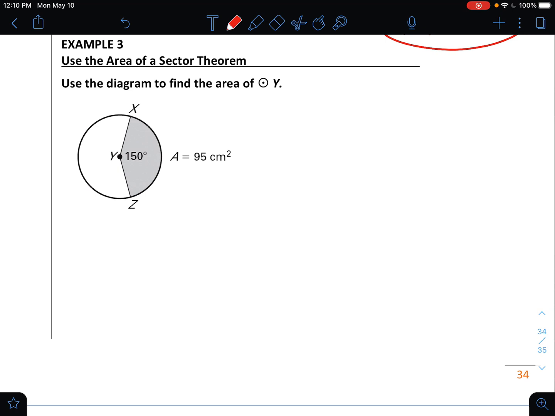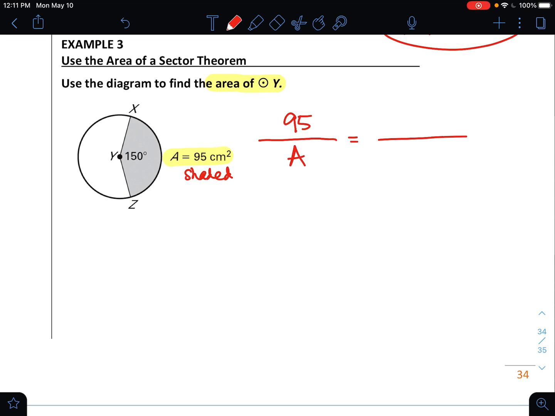Number 3. Use the diagram to find the area of the circle Y. All right, so remember, we're going to do a proportion here. We're doing sector area over total area equals partial degrees over total degrees. I am given this area next to the shaded, so it only goes with shaded. Okay, this is the shaded. So let's say the shaded area divided by total area.